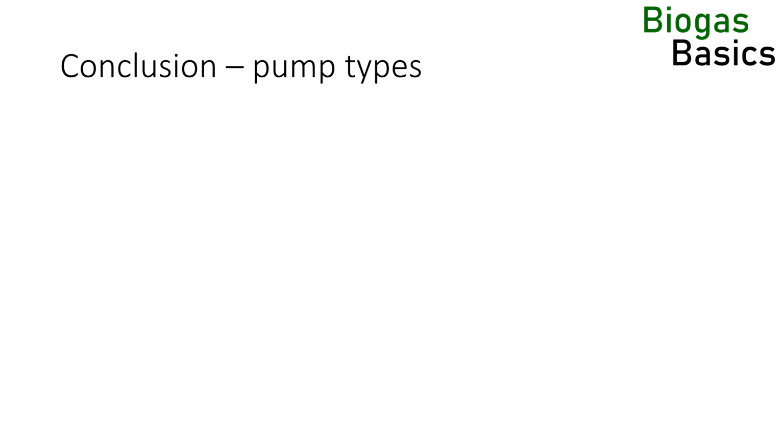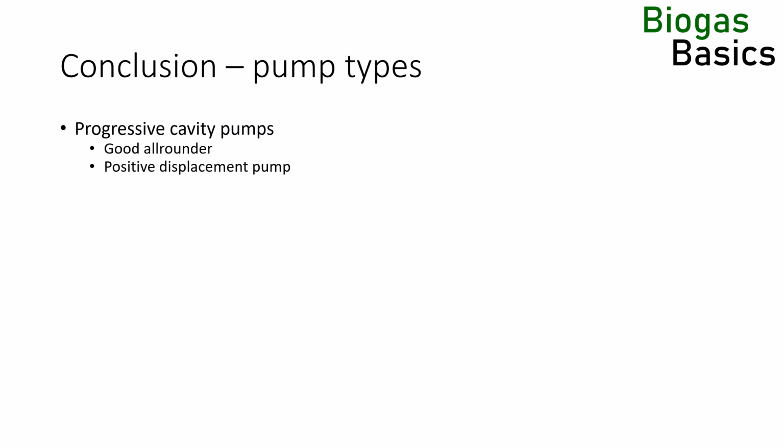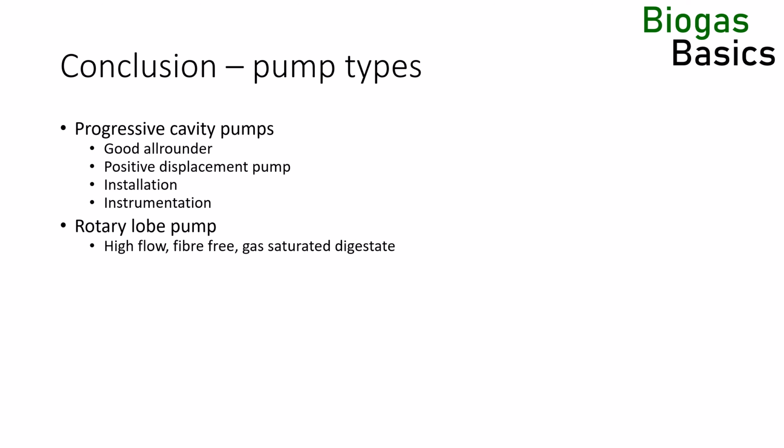Let's conclude. We started with the progressive cavity pump, which is a good all-rounder on biogas plants. It is a positive displacement pump, and those pump types should not pump against a closed valve, or things will start to break quickly. I showed the correct installation and instrumentation of this pump and highlighted the requirements for good maintenance access. The rotary lobe pump is used for higher flows and lower viscosities compared to the progressive cavity pump.